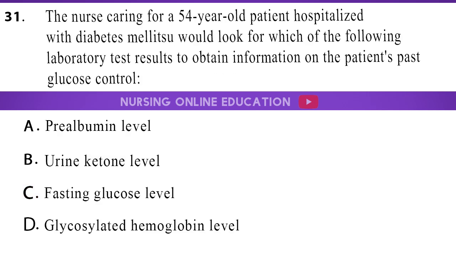31. The nurse caring for a 54-year-old patient hospitalized with diabetes mellitus would look for which of the following laboratory test results to obtain information on the patient's past glucose control? A. Prealbumin level, B. Urine ketone level, C. Fasting glucose level, D. Glycosylated hemoglobin level. The answer is option D, glycosylated hemoglobin level.